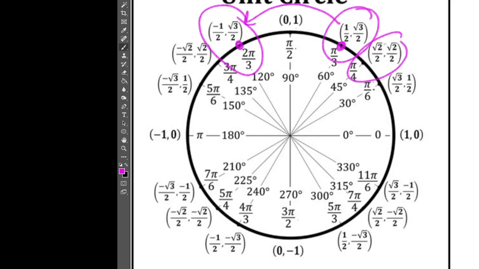That works for this point. The x value just turns negative and nothing else changes. And it works for this point. The x value just turns negative and nothing else changes. So, don't know what Photoshop was trying to do there.